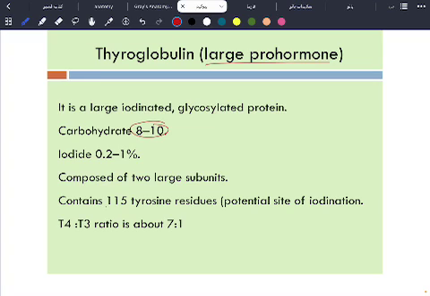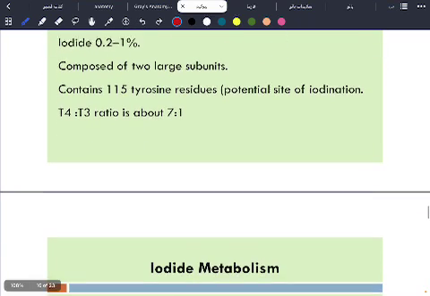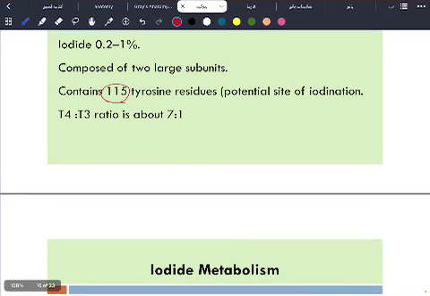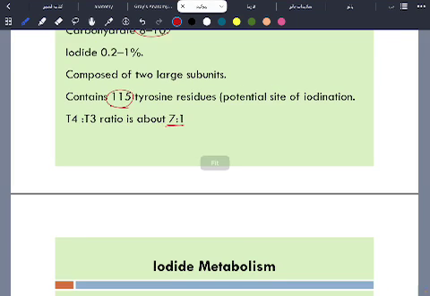And the iodine in the thyroglobulin represents up to 1% of the molecule, which is composed of 2 large subunits and contains about 115 residues of tyrosine that are potential sites for the iodination, in order to release the thyroxine hormones, and mainly we have a percentage of 7 to 1 according to the reference that we have.